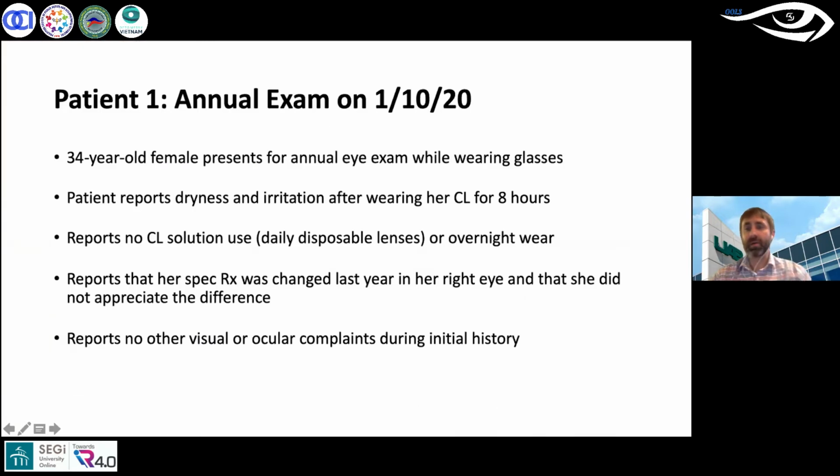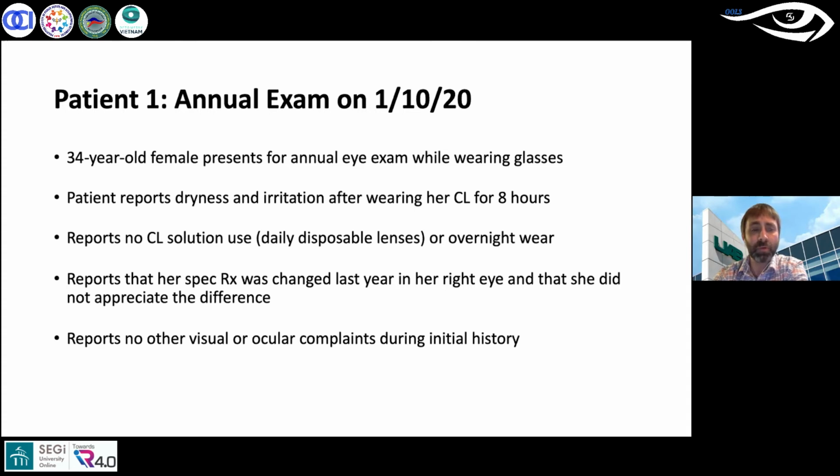There's a whole lot out there, but I just wanted to cover the highlights before we got into our 4 different cases. So our first case today is a 34-year-old female. She presented for her annual eye exam while wearing her glasses, and that's a tip-off there. You have a contact lens wearer come in wearing glasses. They're probably pretty unhappy with their contact lenses because most contact lens wearers, you can't get them off them, right?